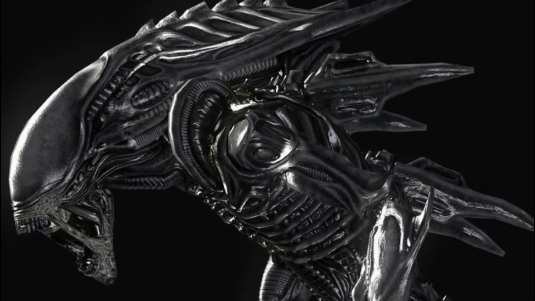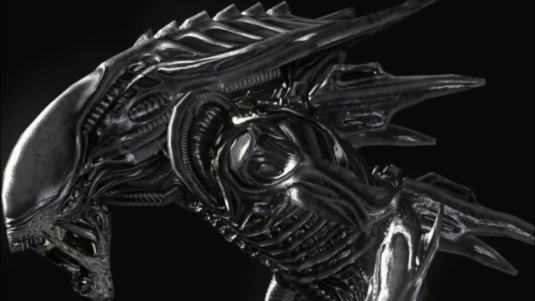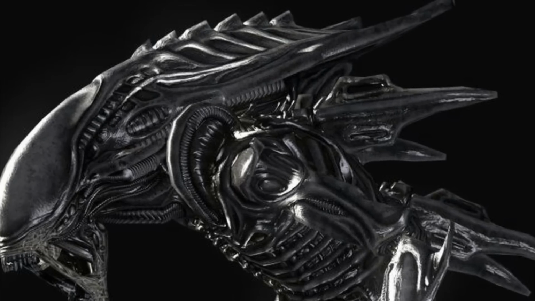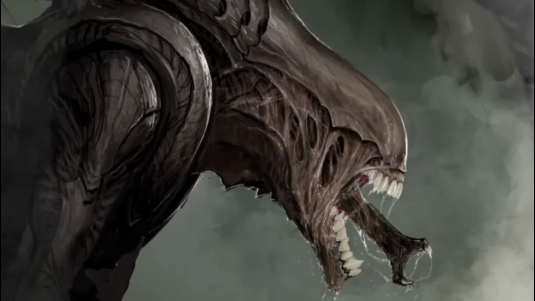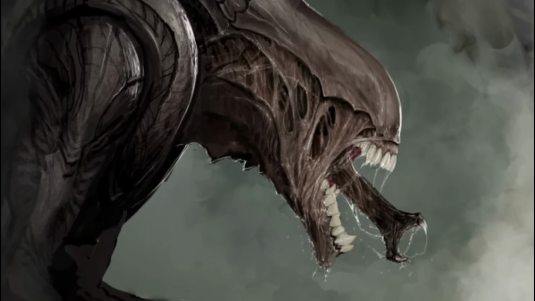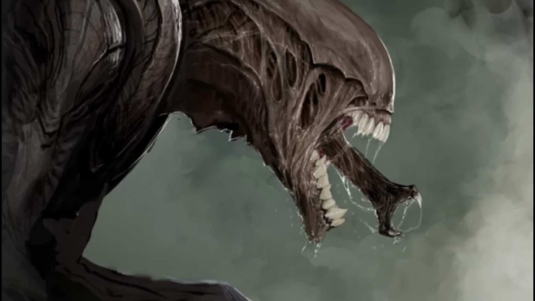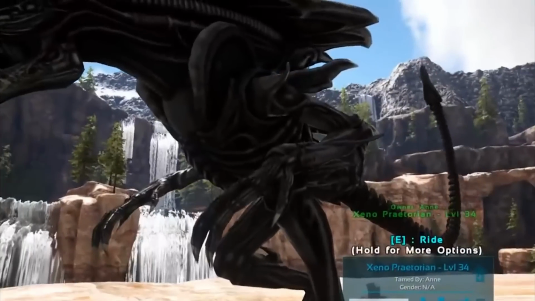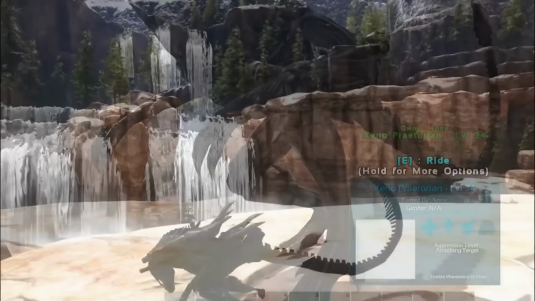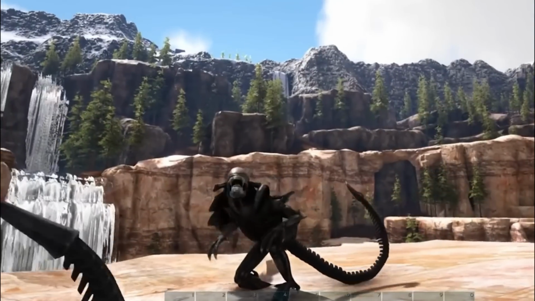Praetorians have a large head crest in the shape of a crown, and they are considerably larger than both drones and warriors. Praetorians are generally born out of Praetorian facehuggers, which only give birth to Praetorian chestbursters. However, they are sometimes known to transform from warriors. The queen chooses a particular warrior to become a Praetorian.